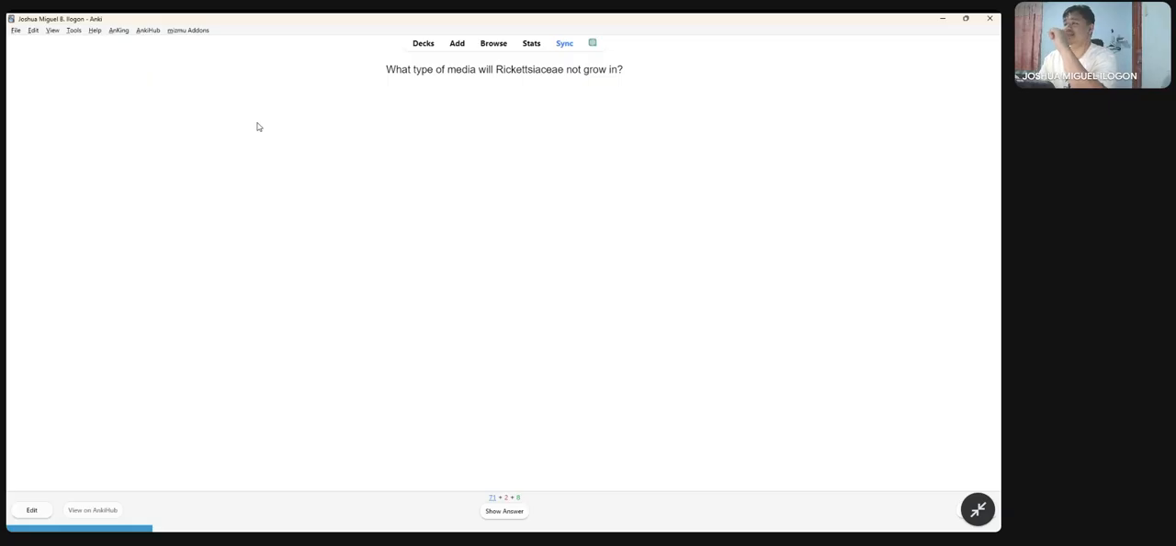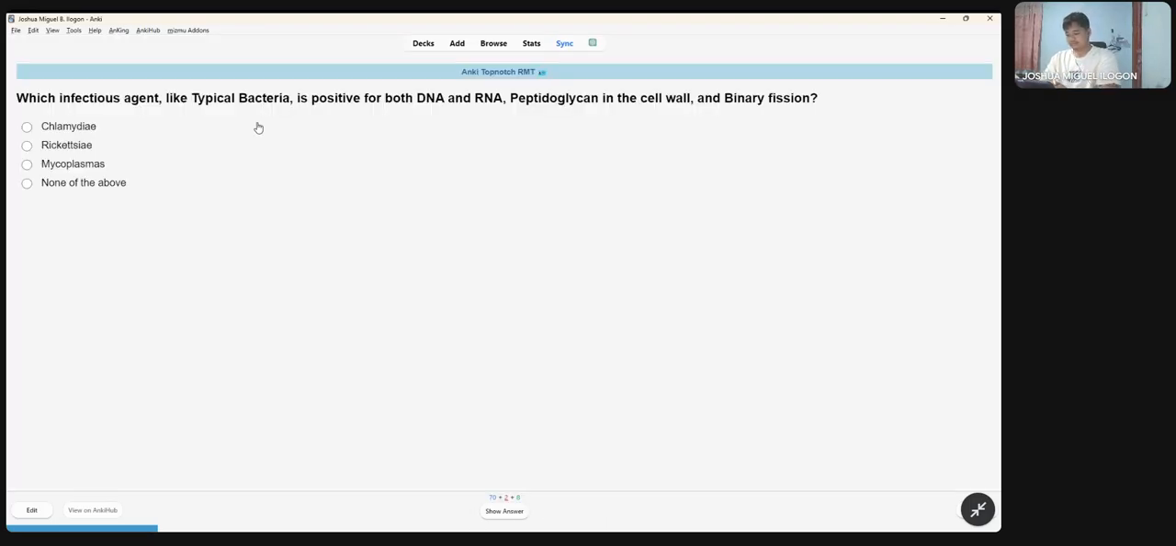What type of media will rickettsial grow on? Columbia blood agar. Or cell culture medium. Rickettsial can also not grow in cell-free medium. Arthropod vectors. Survive safer in blood.